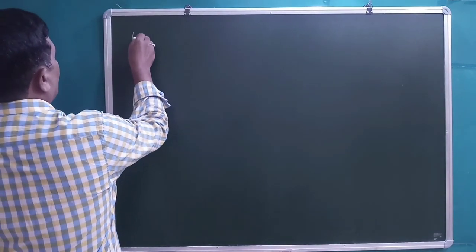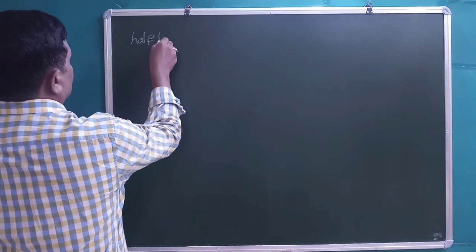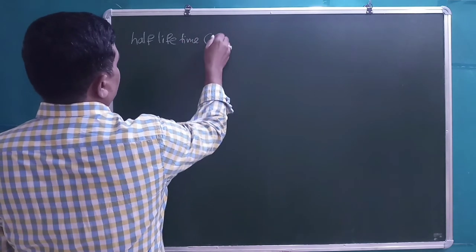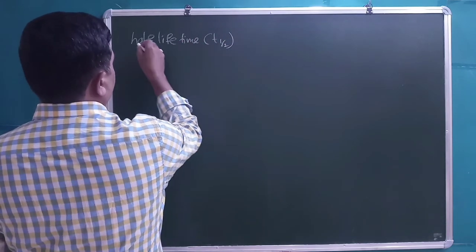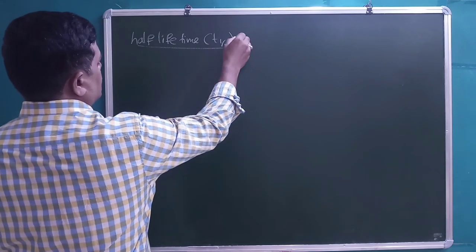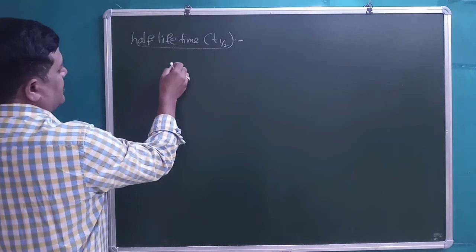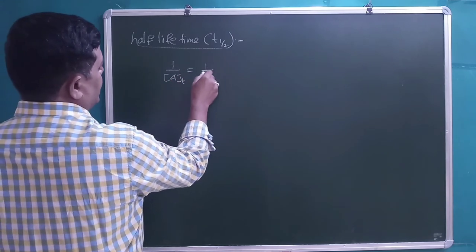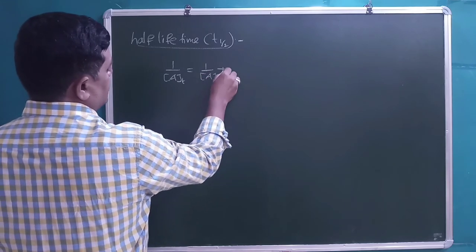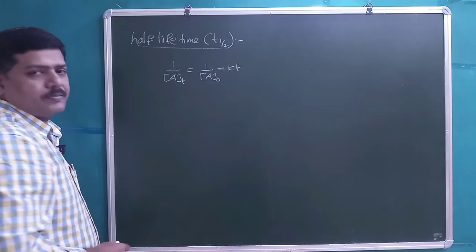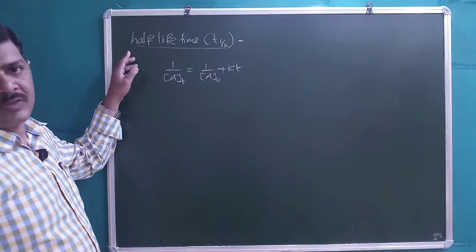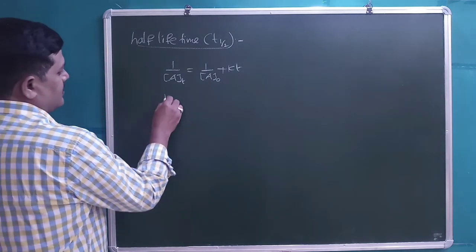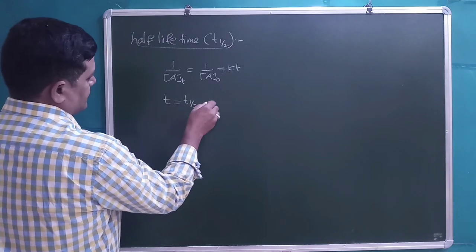Students, half-life time, which is indicated with the t half. The second order integrated rate equation, we got 1 by At is equal to 1 by A naught plus kt, right? So students, half-life time is the time required for 50% of the reaction to be completed, right? So then t is equal to t half.